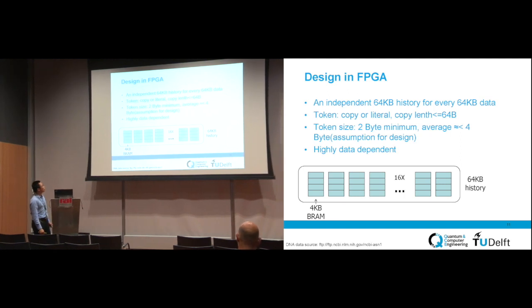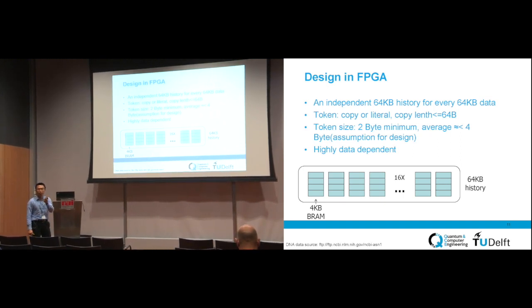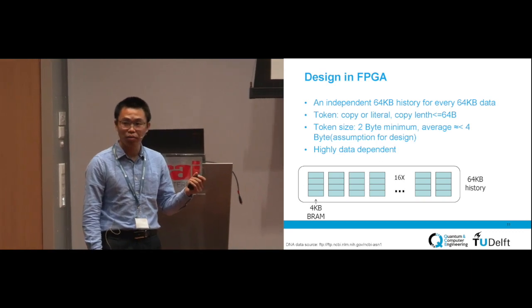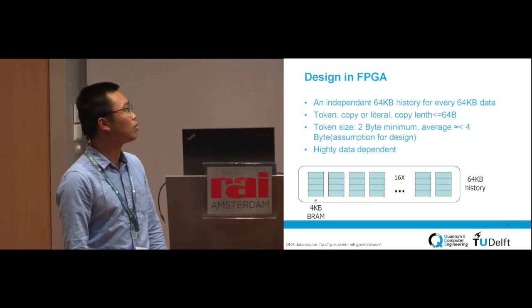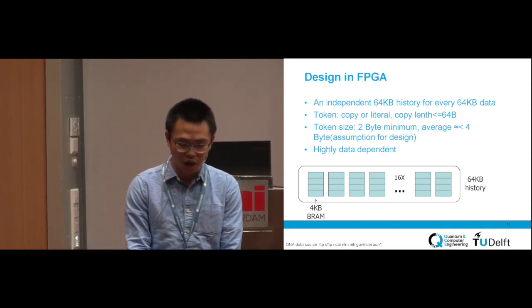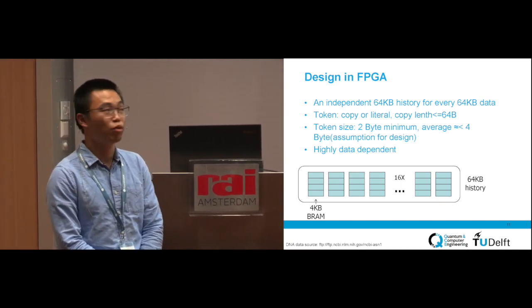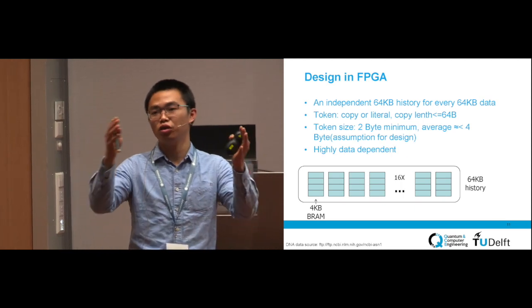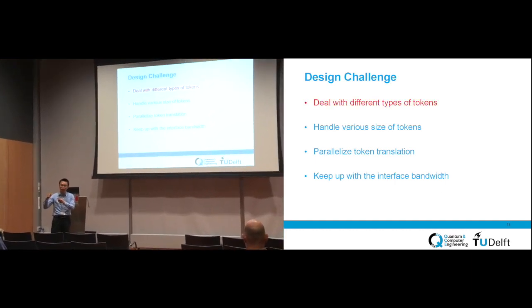So in FPGA design, we want to store the history in the BRAM, but BRAM is block by block, so you cannot use small granularity. The smallest one is 4K bytes, so we need 16 of those to construct a history buffer. During this design, we faced many challenges, and these are the most important ones. First of all, you need to deal with different types of token. For a literal token, you only need to write your data into the history. But for a copy token, you need to read from the history first and then write it back.